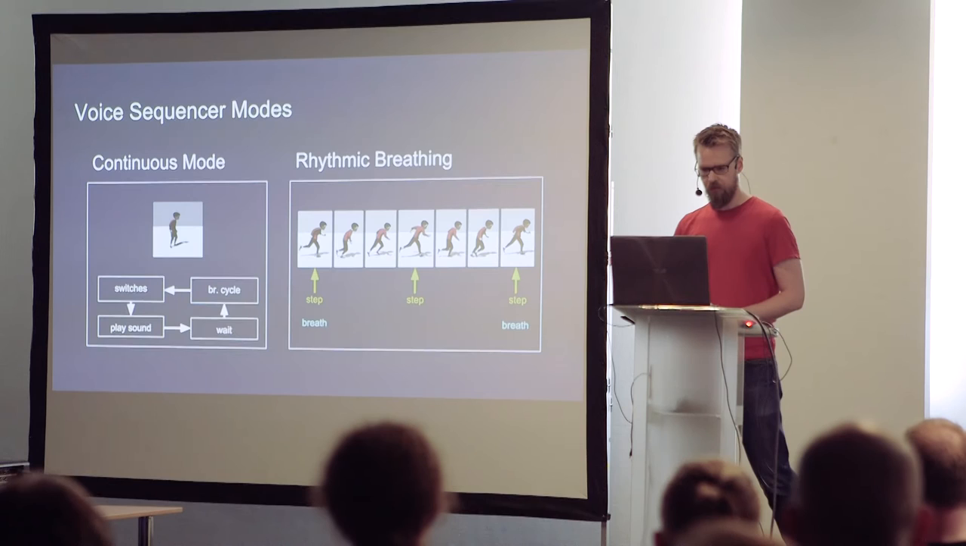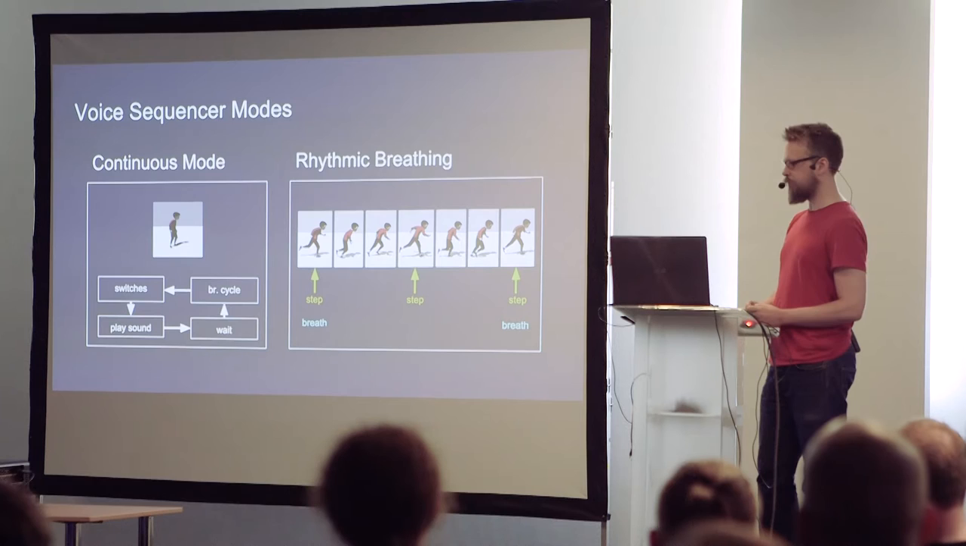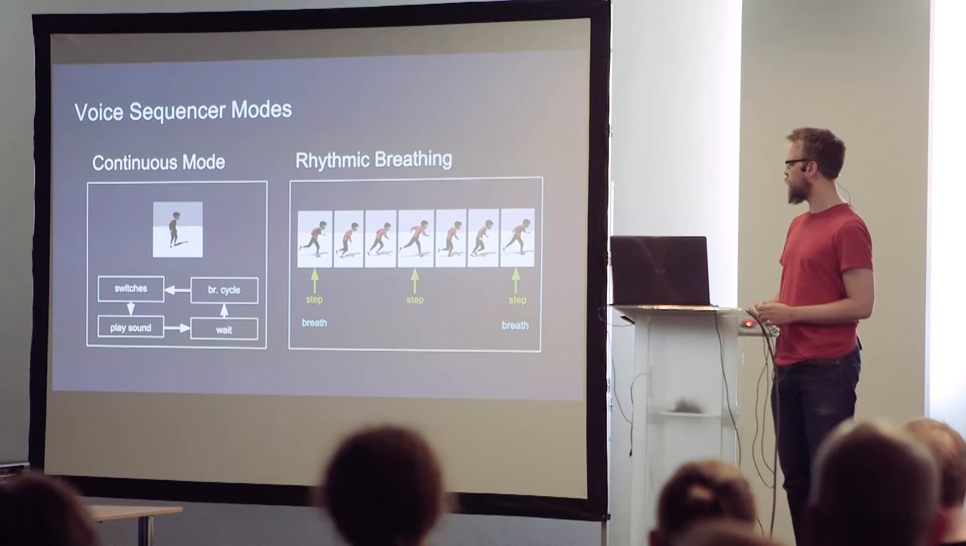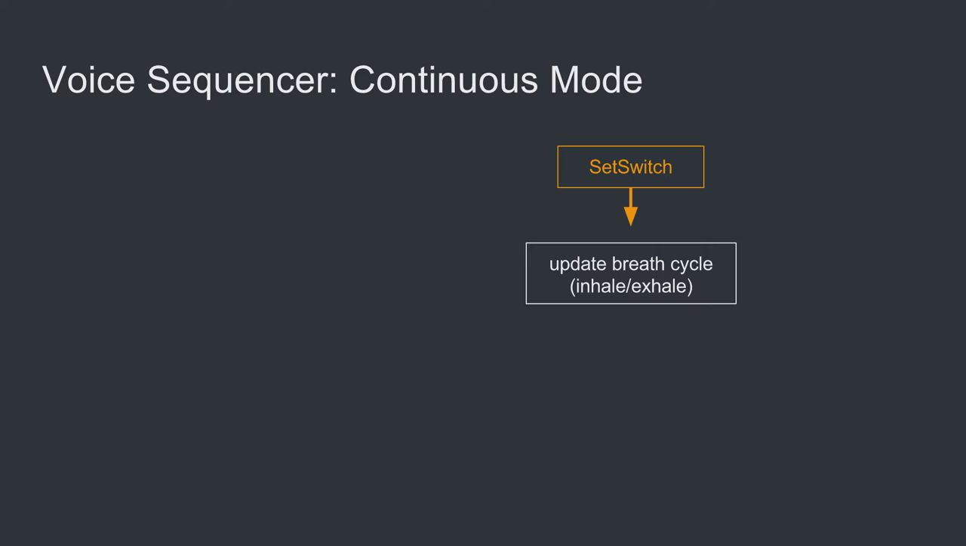So we have two basic modes. I will talk about both of them. The continuous mode is the one you heard when the boy is standing still or when he's doing most things other than running. When he's running, he does this rhythmic breathing thing that I'll explain later. The continuous mode goes like this.